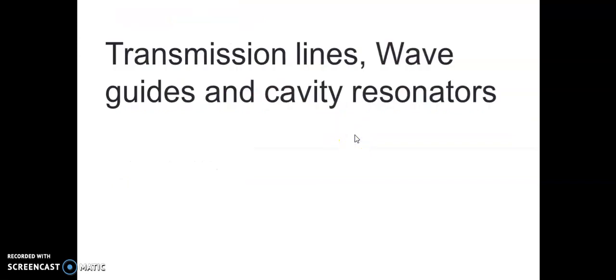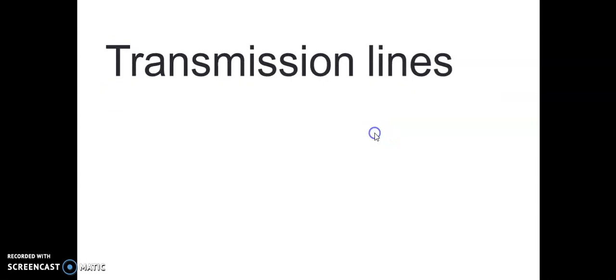Here we start our module, transmission lines, waveguides and cavity resonators. So, first of all, we discuss about transmission lines. Transmission lines are waveguides. They are double conductor waveguides. In the next session, we will discuss about waveguides in detail, other types of waveguides other than transmission lines also.